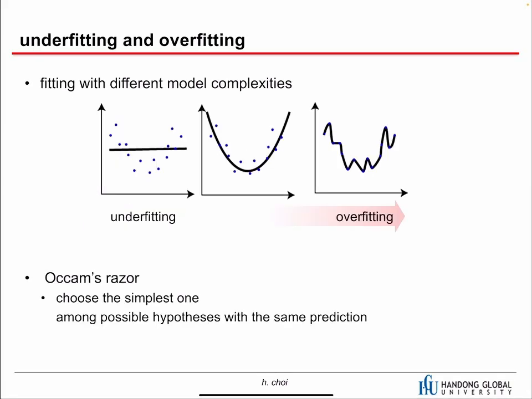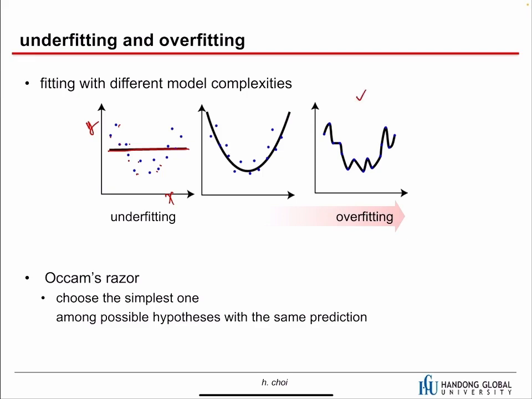First of all, underfitting and overfitting. So I think you're already familiar with this figure, and given these samples, we want to estimate the relationship between x and y. And the simplest model would be a linear model. Then this linear model cannot capture the relationship between x and y. So this model is underfitting the data.